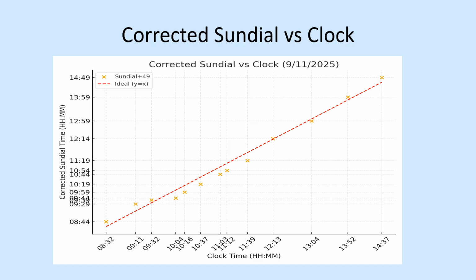So this graph shows, and there's my 12-minute reading off. This graph shows the actual clock time that I measured with my smartphone. And then this is the corrected sundial time that I added the 49 minutes to the actual readings down here. And you can see it just changes. The bigger part of the error is during the middle part of the day. And so you'll get a curve like this if you actually plot all this.